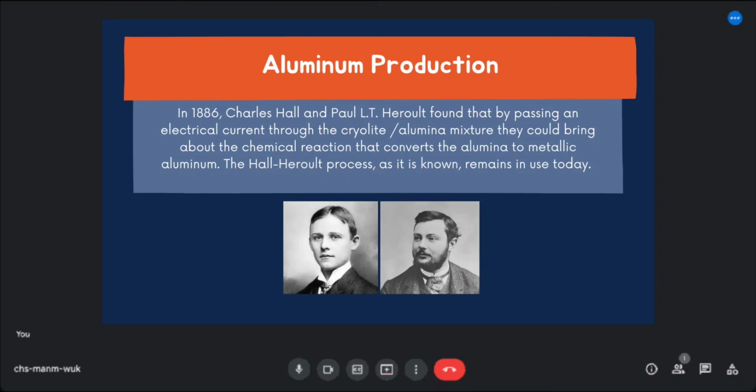Charles Hall and Paul L.T. Héroult found that by passing electrical current through a cryolite-alumina mixture, they could bring about a chemical reaction that converts the alumina to metallic aluminum. The Hall-Héroult process, as it is known, remains in use today.